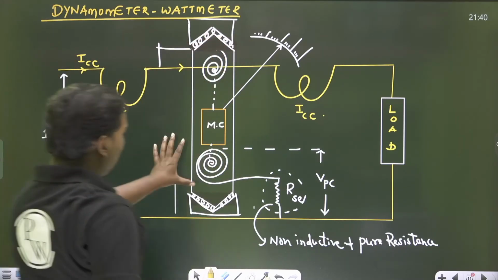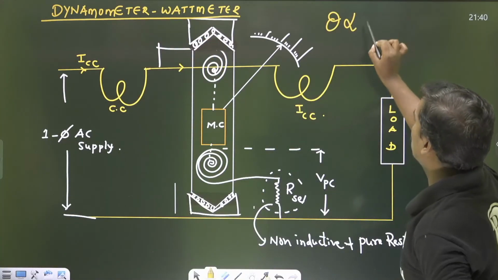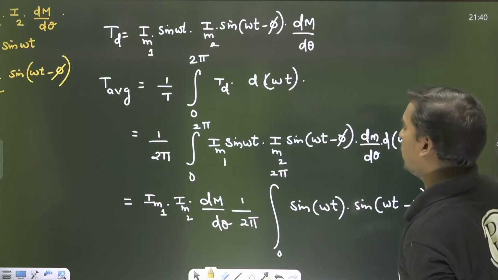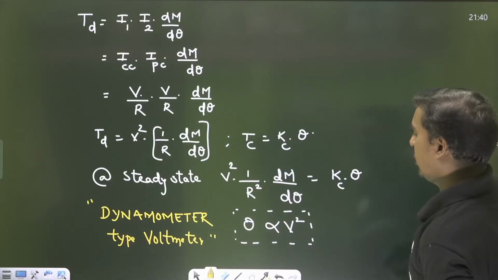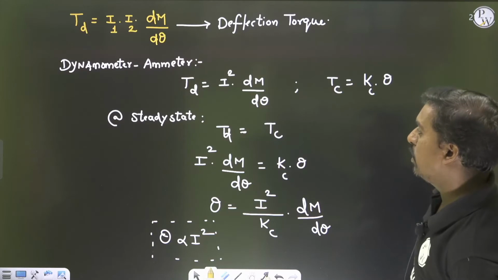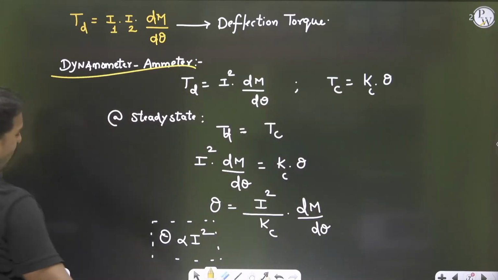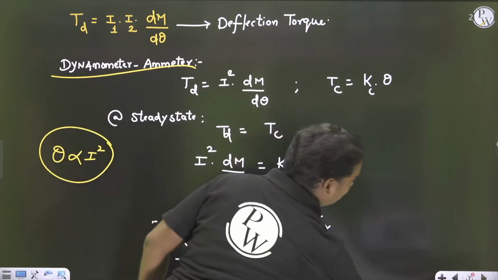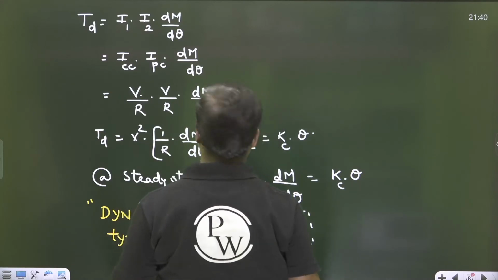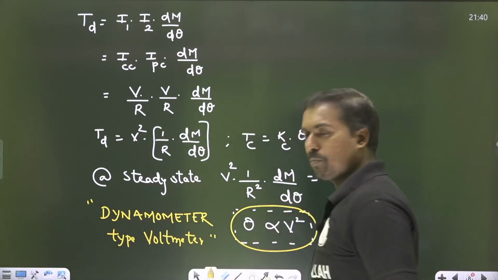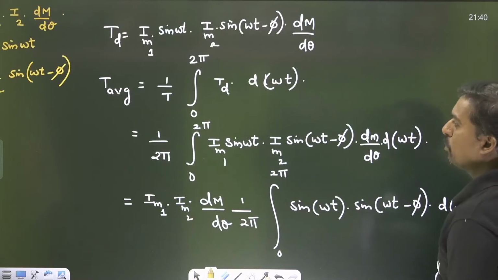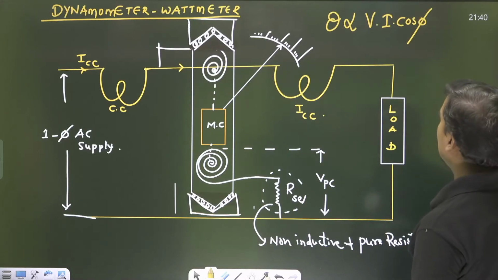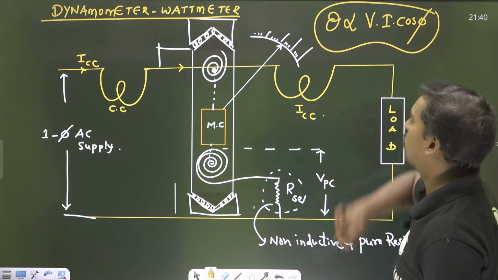Thus, this particular thing now gives you theta is proportional to V I cos phi. Once again I want to tell you: dynamometer type voltmeter we have seen, dynamometer type ammeter we have seen. For the dynamometer ammeter, theta is proportional to I square, we got it. For the dynamometer voltmeter, theta is proportional to V square, we got it. But when it comes to the dynamometer type wattmeter, that expression is theta is proportional to V I cos phi.